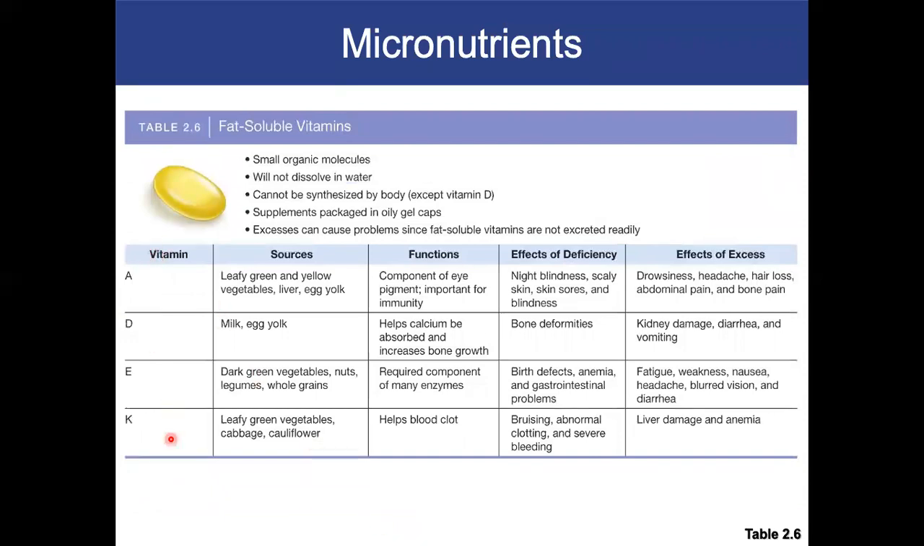Fat-soluble vitamins, A, D, E, and K. Take a look at where we get them from. Here's a function. So A is eye pigment and immunity. So A is for immunity. D is for calcium absorption. E is a component, a coenzyme, and K is for blood clotting. If you don't have enough of them, here you go. Skin sores, blindness, bone deformities, because you're not getting in enough calcium, birth defects, anemia, bruising, abnormal clotting, and severe bleeding.